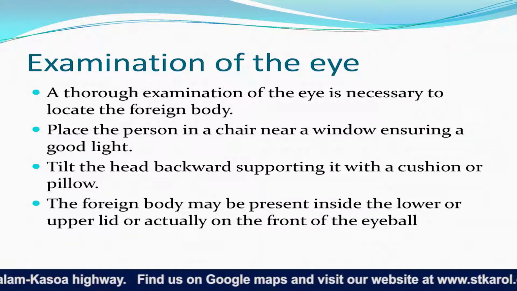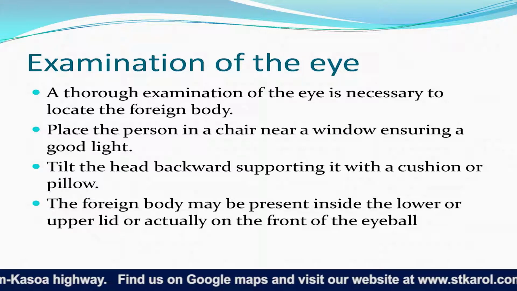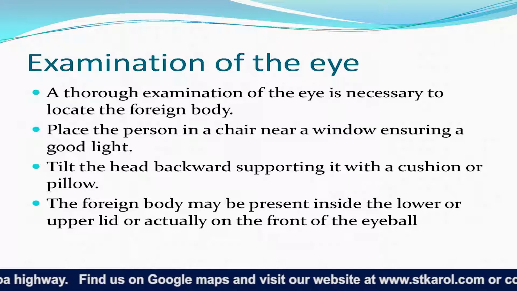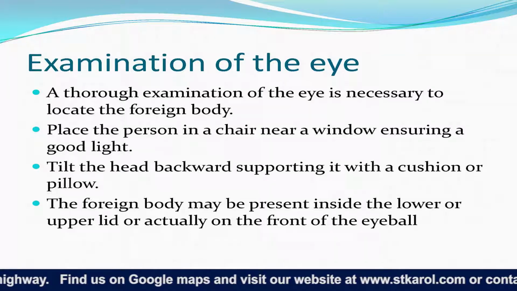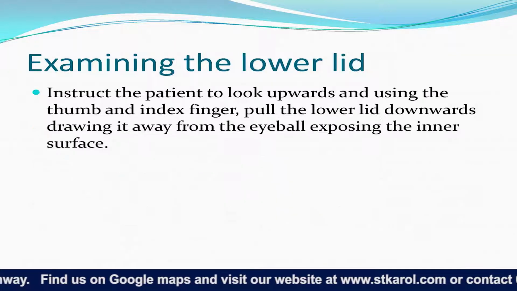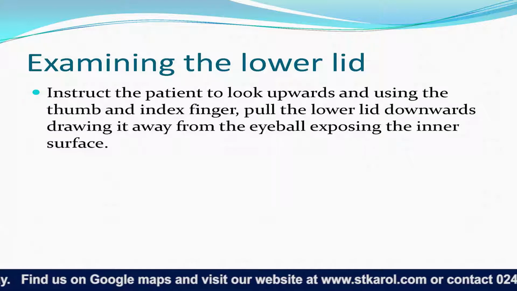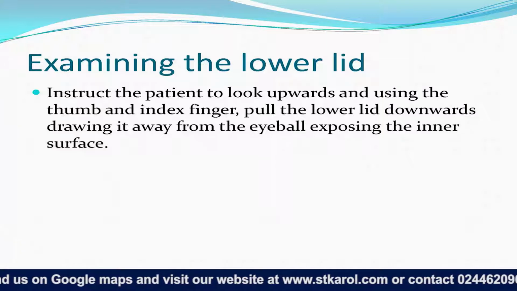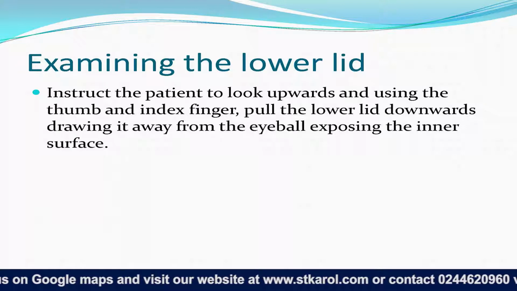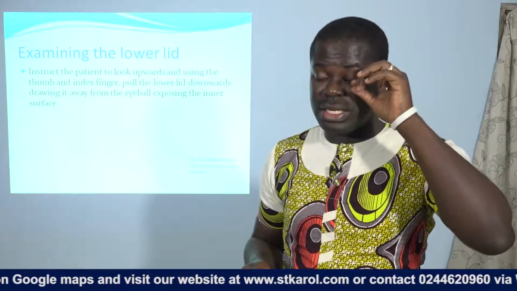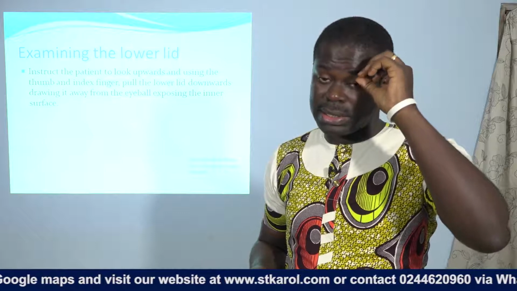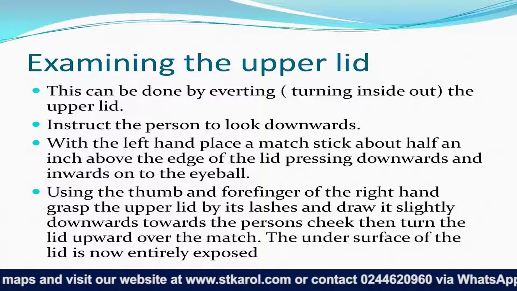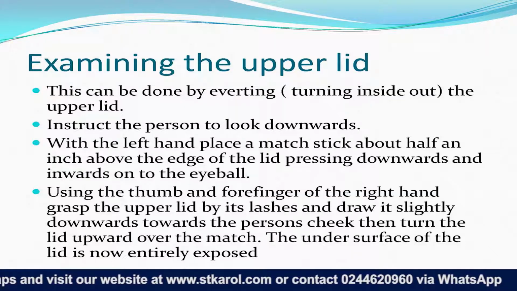Place the person in a chair near a window, ensuring good light. Tilt the head backward, supporting it with a cushion or pillow. The foreign body may be present inside the lower or upper lid, or actually in front of the eyeball. Instruct the person to look forward. Using the thumb and index finger, pull the lower lid downward, drawing it away from the eyeball, exposing the inner surface. So when you were a kid, you tried to do it just that way. You turn the eyelid outward so that you may be able to observe for the presence of a foreign body on the eye.